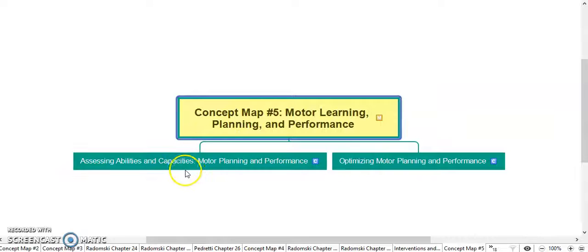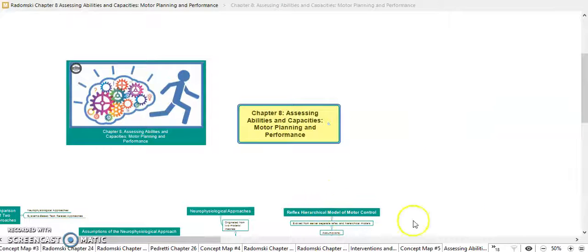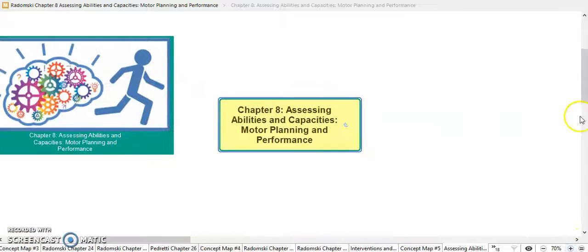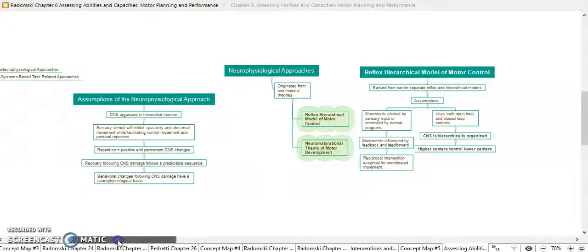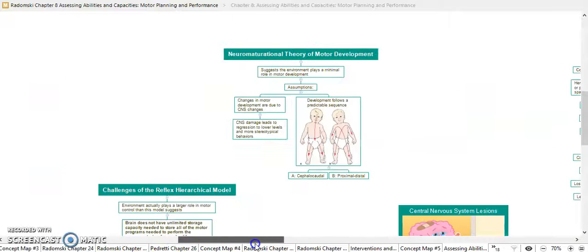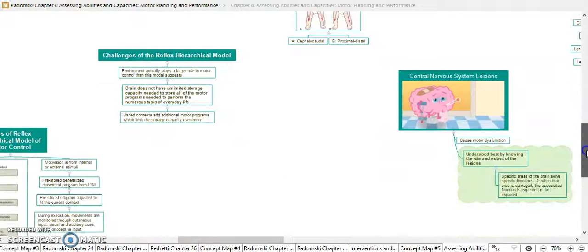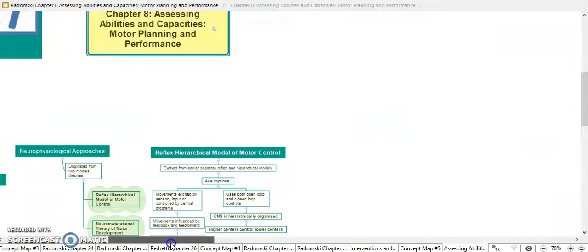Concept map number 5 is about motor planning and performance. So these are 2 chapters from Radomski. This is chapter 8. So the hierarchical model, the neurophysiological approaches. I need to review what is motor behavior, what am I looking for in the clients, again, diagrams, predictable sequence, essential nervous system lesions, also really important to know for the exam.